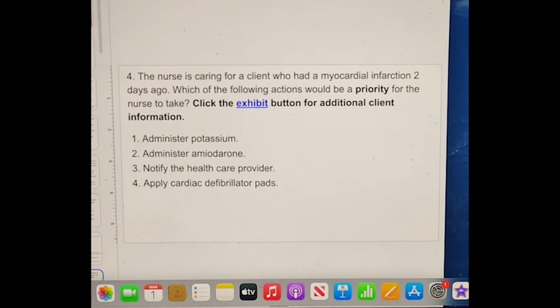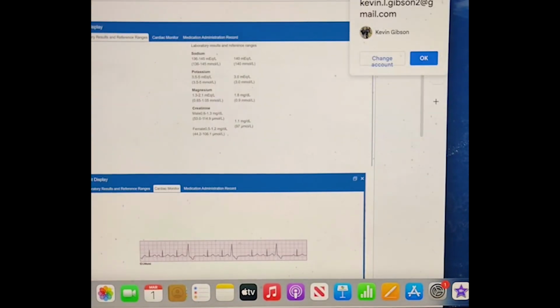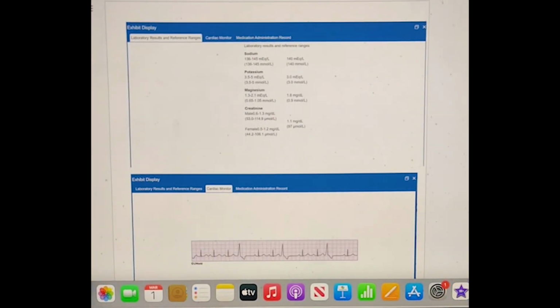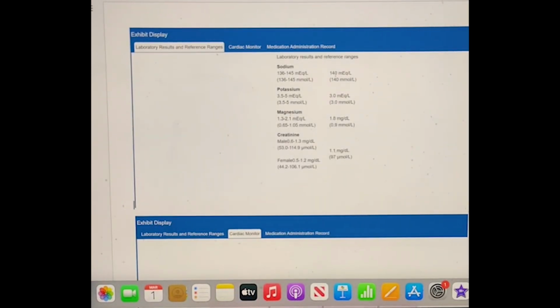Question number 4. The nurse is caring for a client who had a myocardial infarction 2 days ago. Which of the following actions would be a priority for the nurse to take? All right, and I'm going to show you guys what it looks like. It looks like this. I think everybody can see that. If not, I can blow it up, make it a little bit larger so everybody can see it.